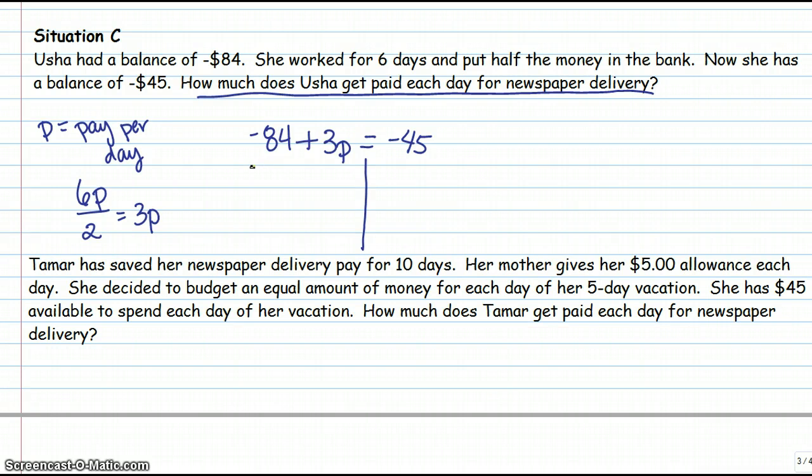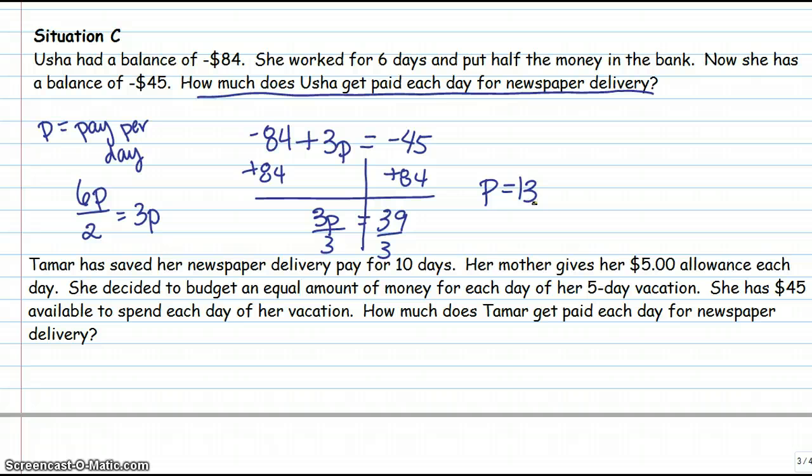This says negative 84, so we're going to add 84 to both sides, plus 84. So on the left we have 3p, and on this side we have 39. Then we can divide by 3 on both sides, and we find that p has to be 13. So Usha gets paid $13 each day for her newspaper delivery.